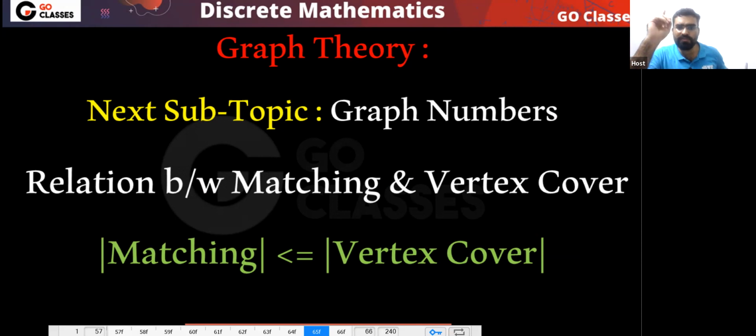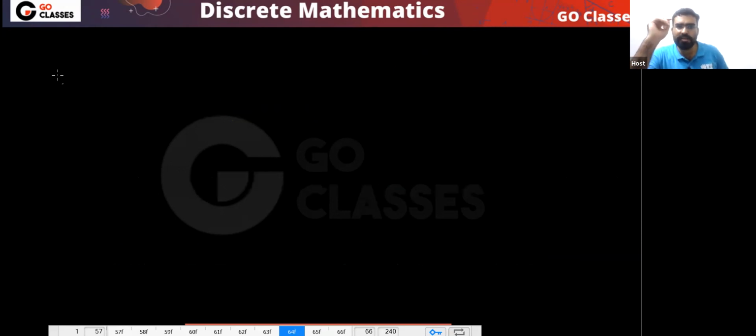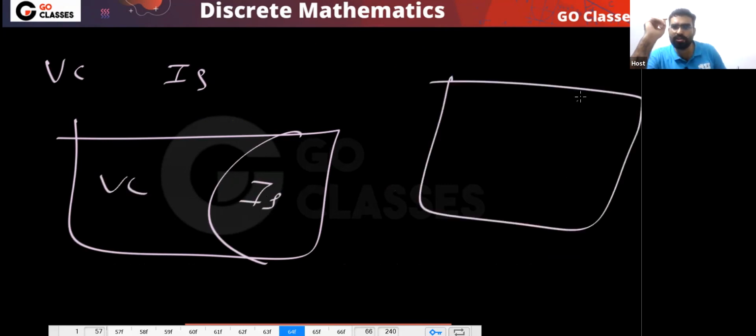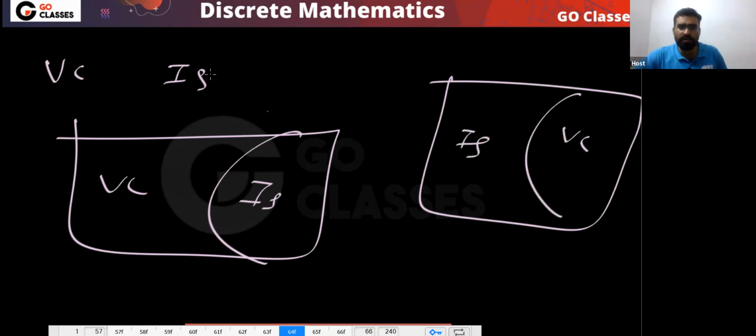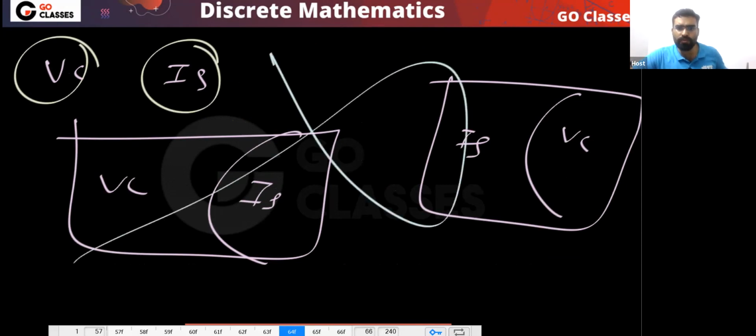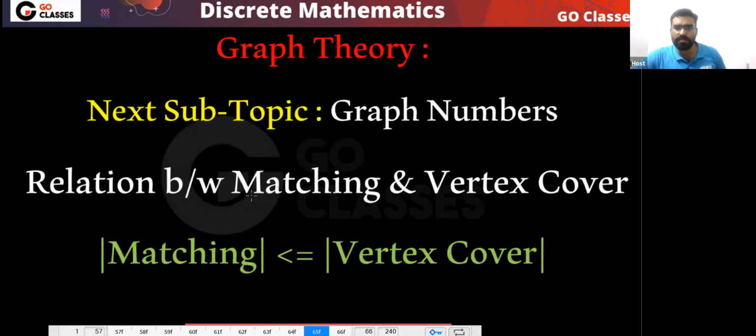In the last class, we have seen vertex cover and independent set, right? For this vertex cover and independent set, we have seen this type of scenario. If this is your independent set, then this will be your vertex cover. Similarly, if this is your vertex cover, then this will be your independent set. This proof we have already seen in the last class. A similar proof you can do for matching and vertex cover also. Just use the definitions, nothing else.